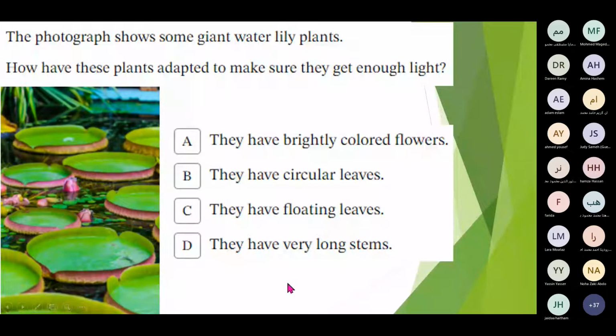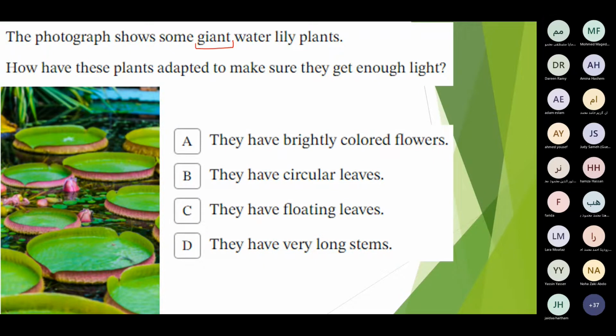The photograph shows some giant water lily plants. Wait. This word is called giant. Giant means huge, very big. Okay? The photograph shows some giant. Say it after me. Giant. Excellent. Some giant water lily plants.